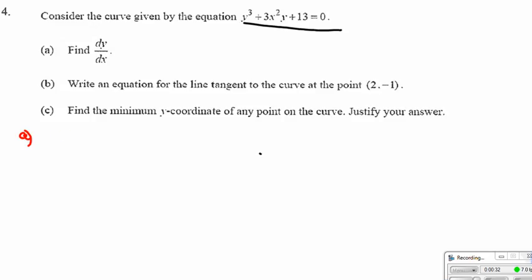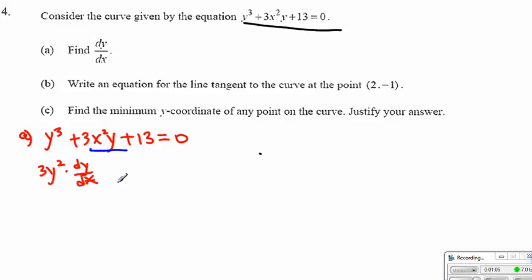So here we have y cubed plus 3x squared y plus 13 is equal to 0. When you take the derivative of the first part, we're going to get 3y squared times dy dx, sorry.